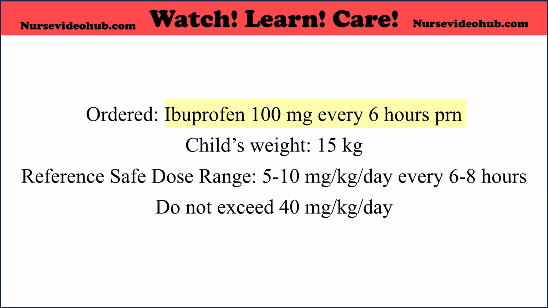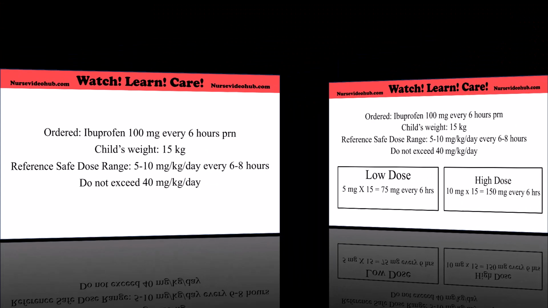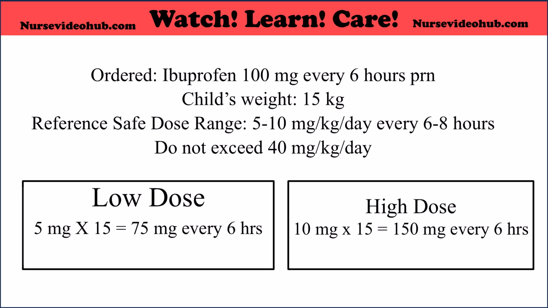The order reads ibuprofen 100 milligrams every 6 hours PRN. The child's weight is 15 kilograms. The reference safe dose range is 5 to 10 milligrams per kilogram per dose every 6 to 8 hours. Do not exceed 40 milligrams per kilogram per day. You don't have to calculate the dose to administer based on weight. That's already done for you. You must determine if the dosage of 100 milligrams every 6 hours falls within the safe dose range.